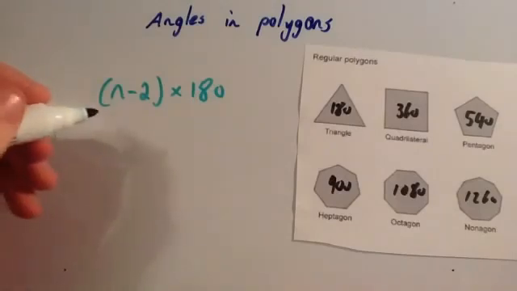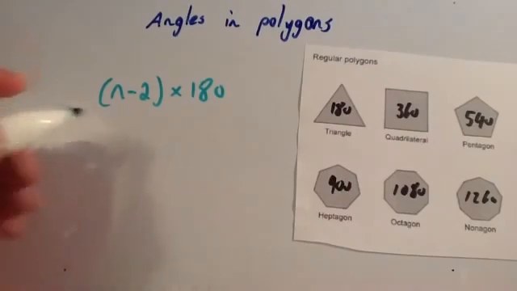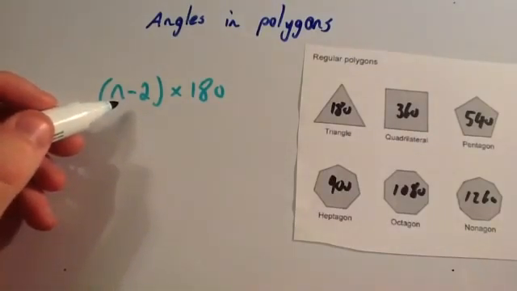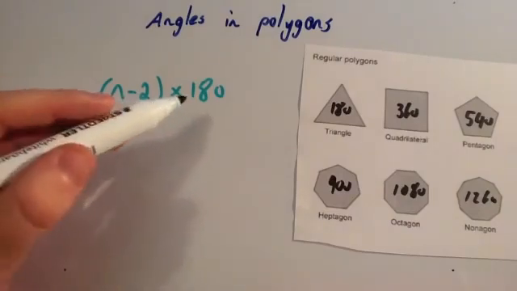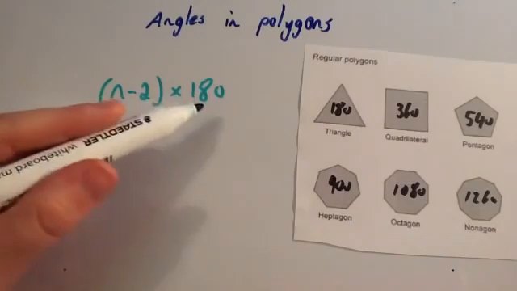Okay, to find the sum of the interior angles, so what the angles inside the shape add up to, use the formula n take away 2, where n is the number of sides, and then you times it by 180. So you take 2 off the number of sides, and then you times it by 180.